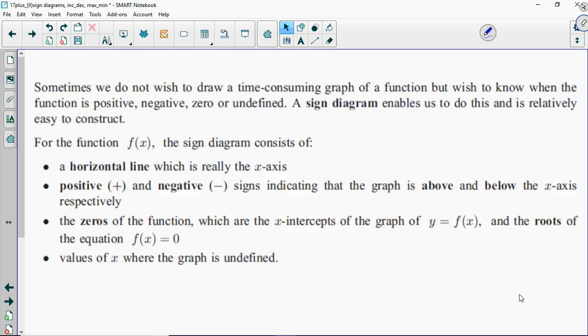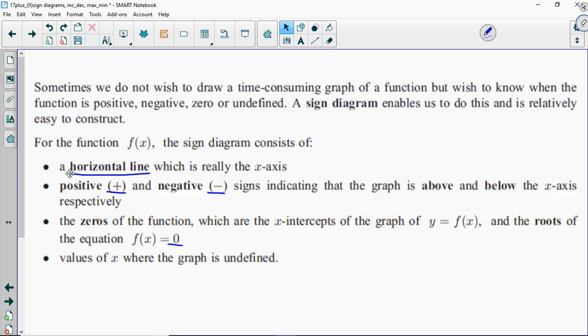What is a sign diagram? It's really a simple thing. We're going to have a horizontal line, which is representing the x-axis. Above that horizontal line, we're going to draw pluses wherever our function is above the x-axis, and minuses wherever our function is below the x-axis. Where the function crosses over from negative to positive or positive to negative, we're going to write a 0.